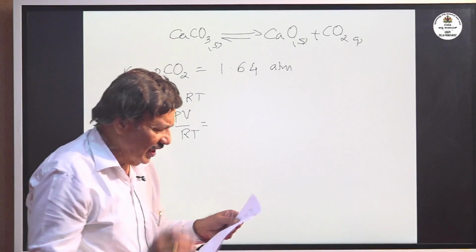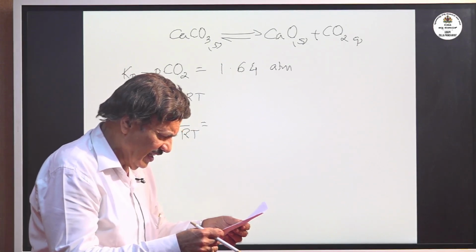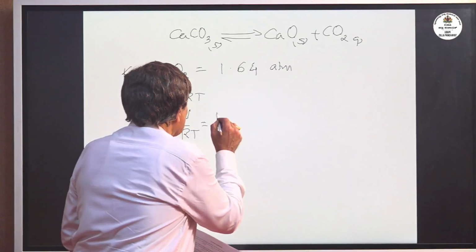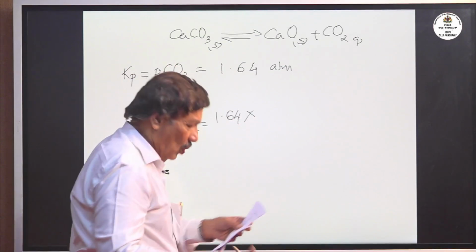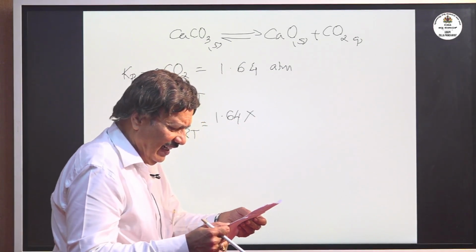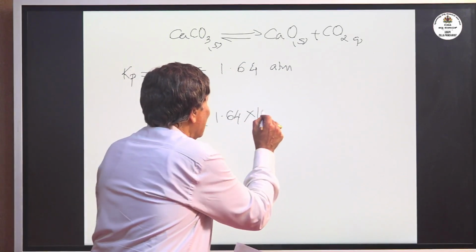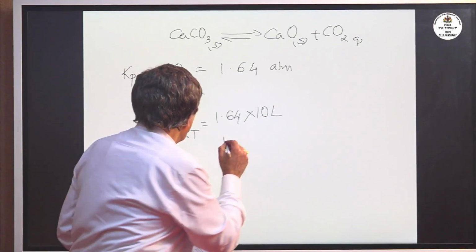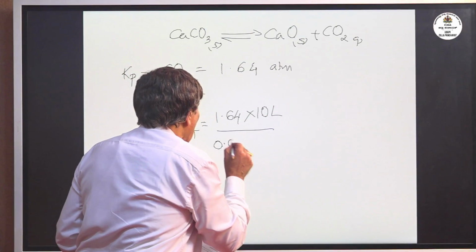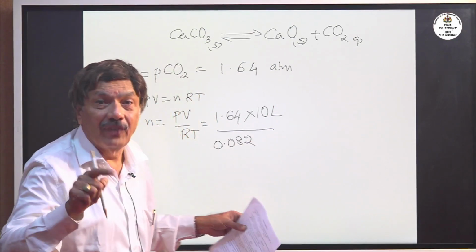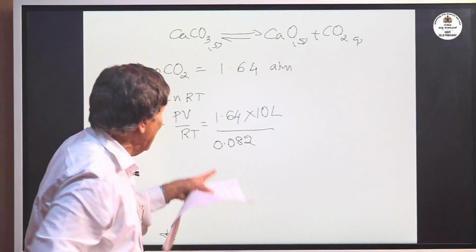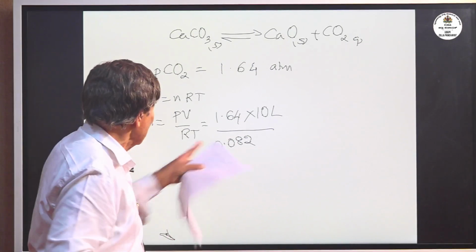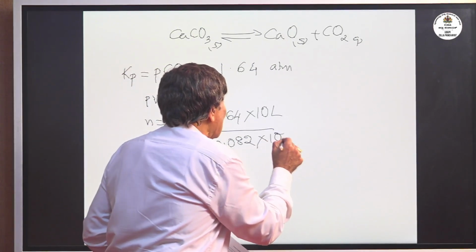How much pressure shall we put here? The pressure is 1.64 atmosphere. Volume is 10 liters. Remember, the value of volume you have to put in liters. So obviously R should be 0.082. You should not put 8.314. It should be 0.082 liter bar per Kelvin per mole. You have to put this. Then T is 1000 Kelvin.